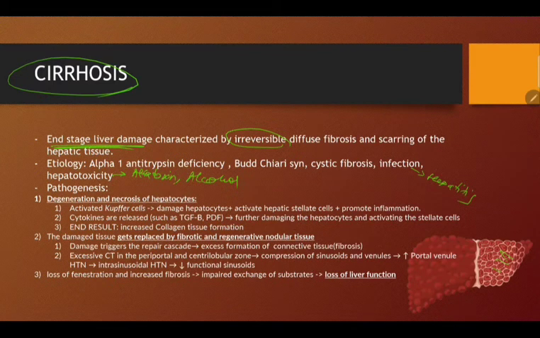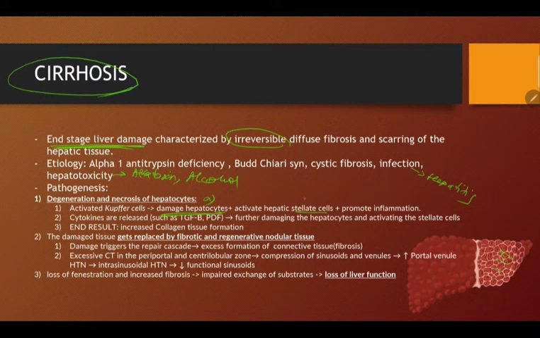So what happens? First of all, there's degeneration and necrosis of the hepatocytes. Why does that happen? As I remember how I spoke about the immune cells, Kupffer cells get activated when, let's say, there's an infection or hepatotoxicity. Immune response is mediated, which causes damage of hepatocytes. At the same time, they activate the hepatic stellate cells and they also cause inflammation. So 3 things they do.